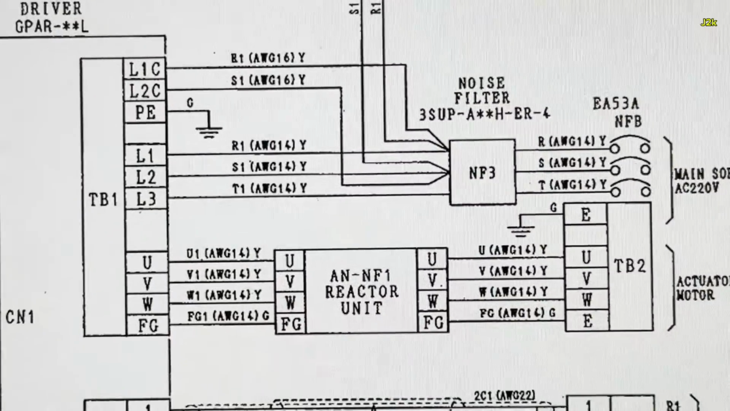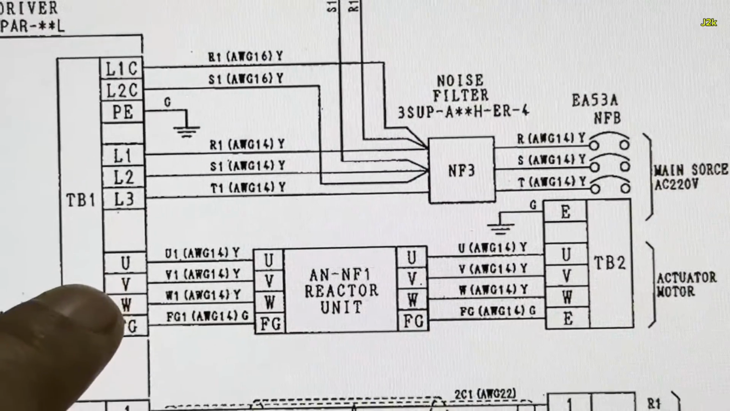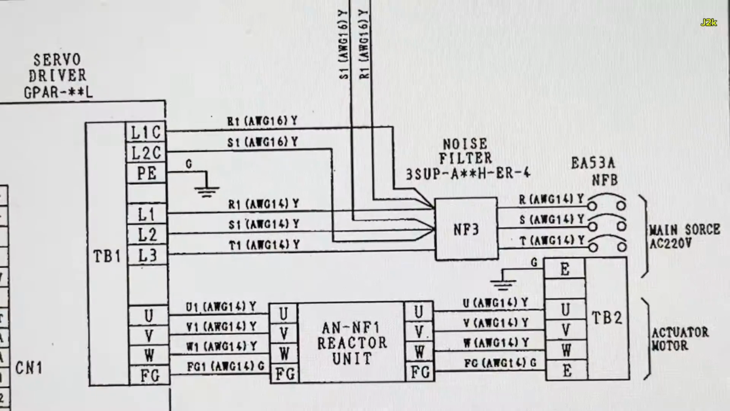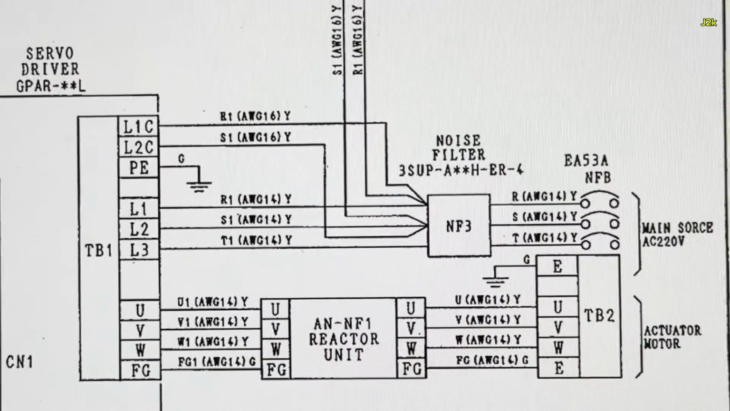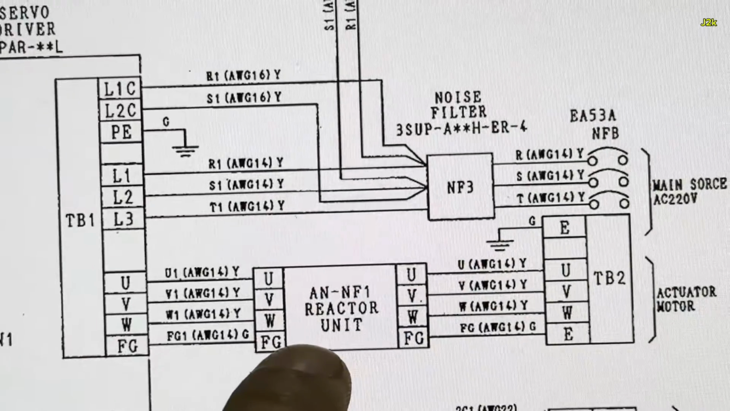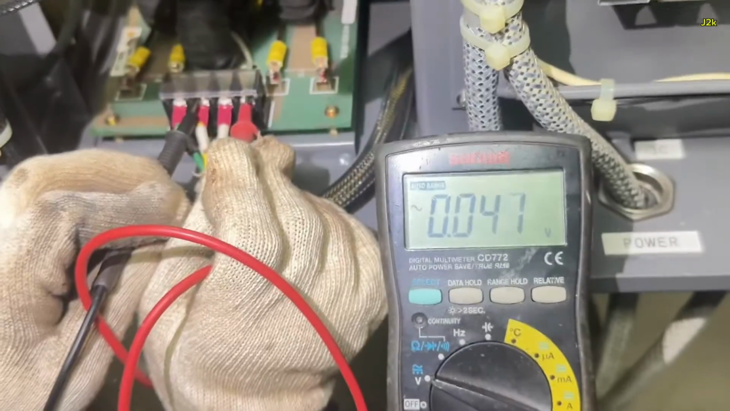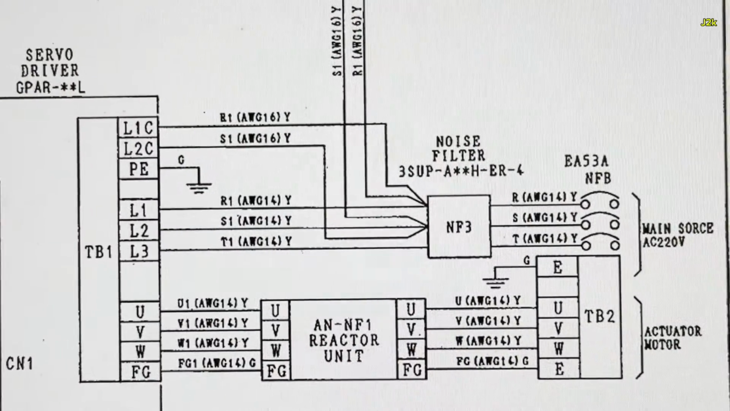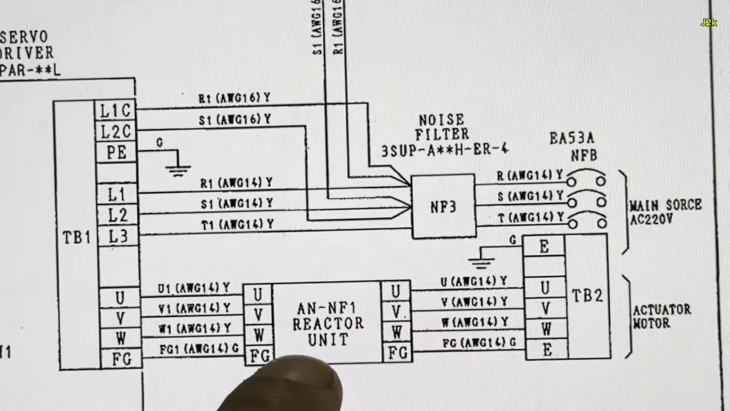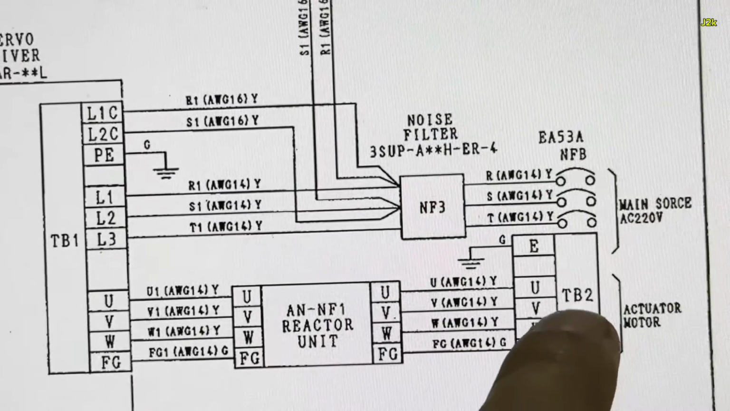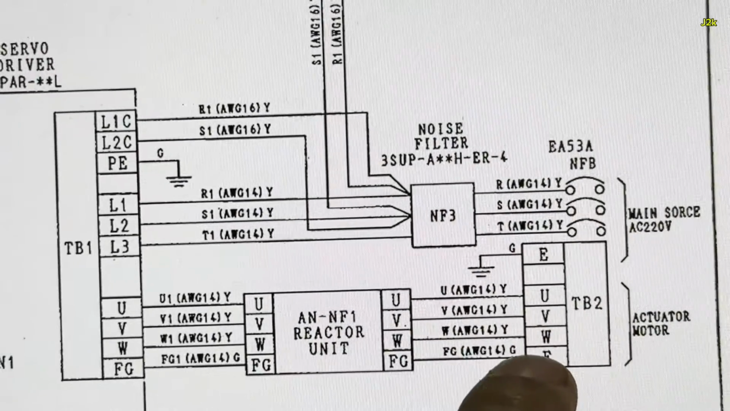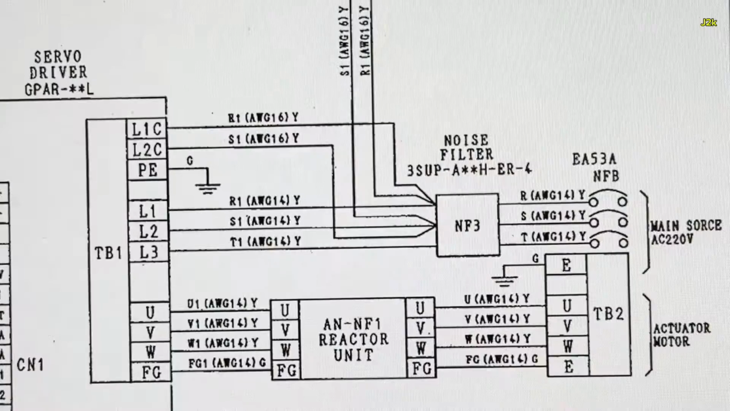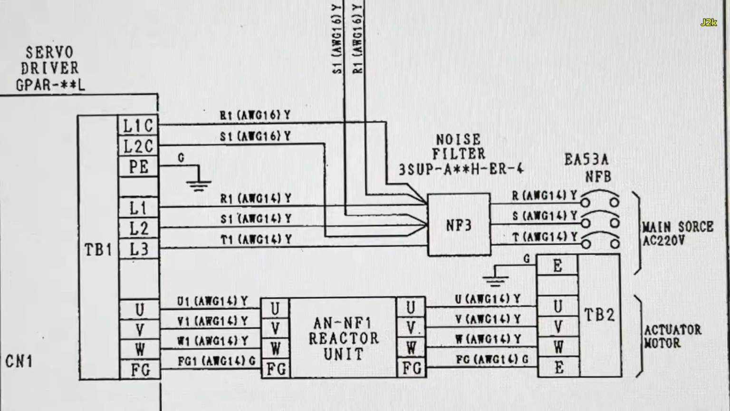And next one is to measure the UVW. Okay, the voltage supply is low going to the reactor unit. Okay, the voltage supply is low. Reactor unit going to the TB2, the UVW. Okay, the voltage supply is low.